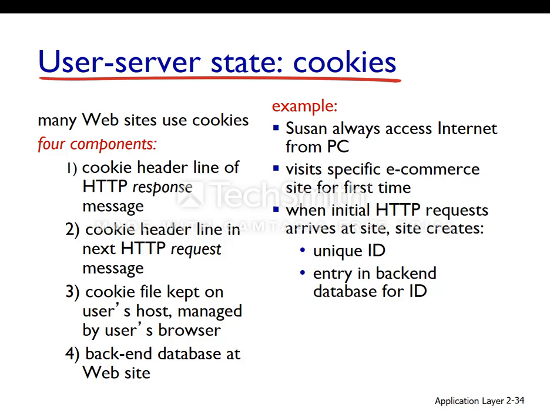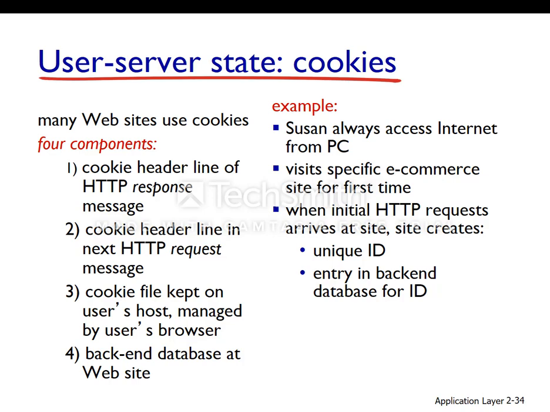Now, earlier I said HTTP is a stateless protocol. However, it is useful to have state, for example, to know what has happened over past requests. So we use cookies with HTTP to add some state. When we have cookies, we have a cookie header line in an HTTP response message. That's basically the server setting a cookie. On subsequent requests, the cookie header line is put in the HTTP request. This cookie file is kept on the user's host and is managed by the user's browser or the operating system. You also have to have a backend database at the website.